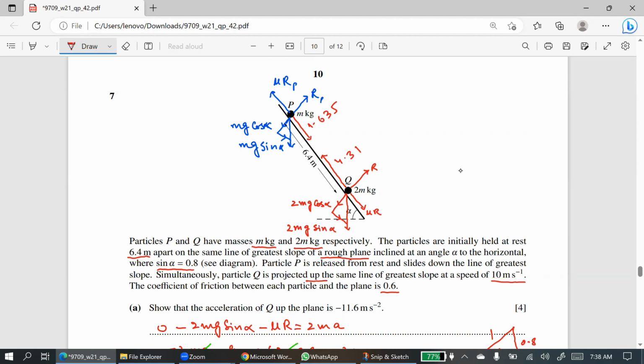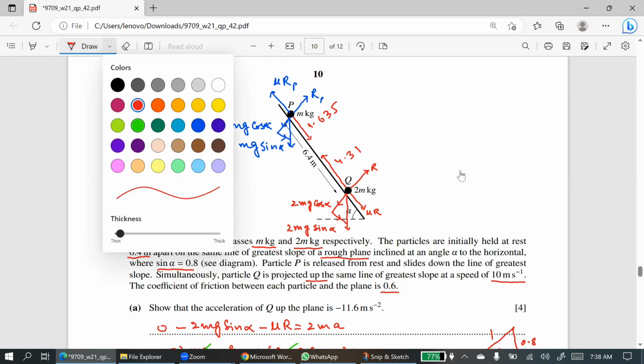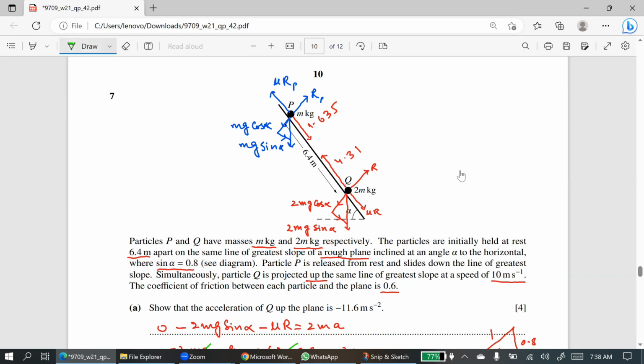The total of 1.635 and 4.31 is 5.944. So there is still a gap of 0.455 meters.